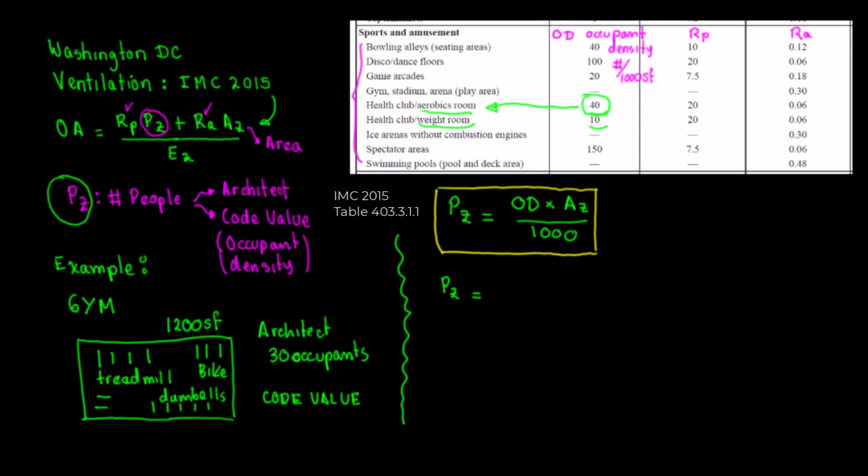Let's put that in another color. Let's put it in white. So this is going to be 40. That comes from tables. And then we're going to go back to green. So what's the area? The area is going to be 1200 square feet. And this is going to be divided by 1000.